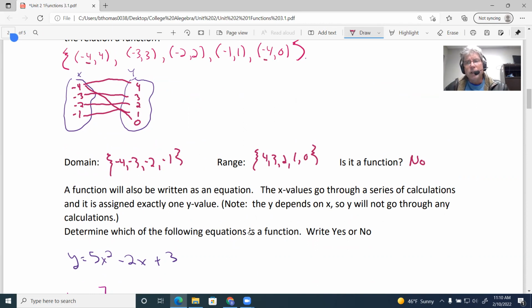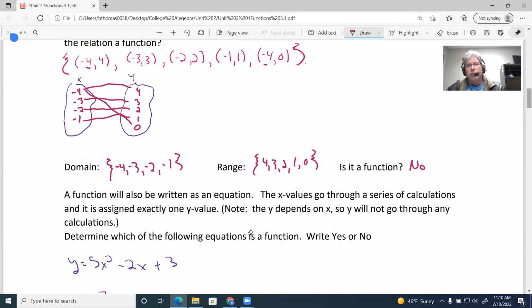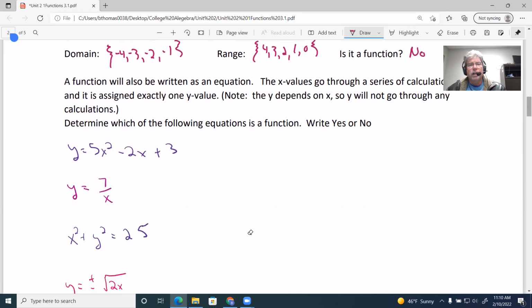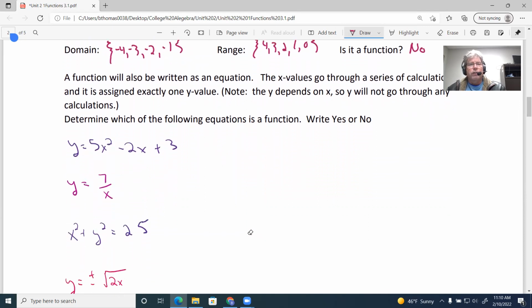So that's the beginning introduction of functions as we talk about ordered pairs, domain and range. As we move further, we're going to start talking about a function as an equation. If we talk about a function as an equation, as we recalled with lines, the X values are going through a series of calculations, and each is going to be assigned exactly one Y value. So again, note here, Y depends on X. Y will not go through any calculations. The X is going to be going through the calculations.